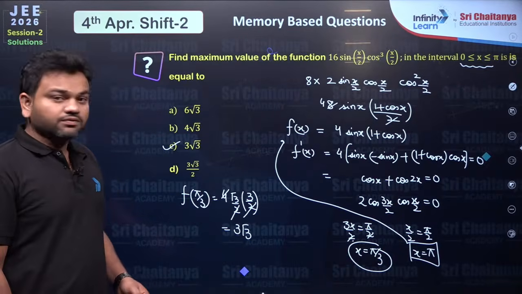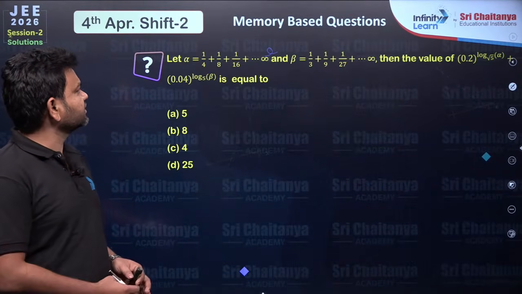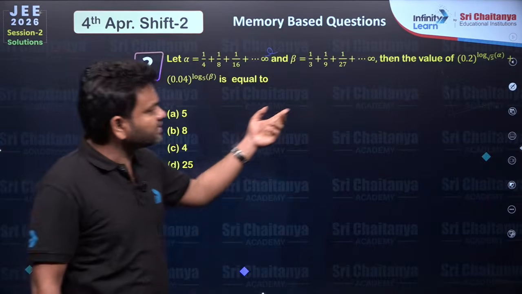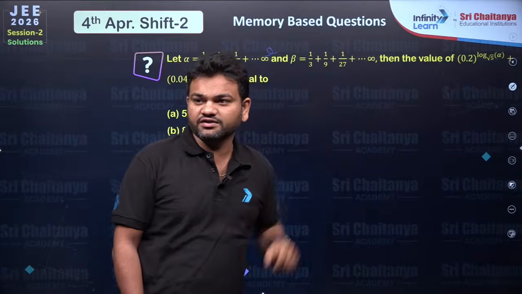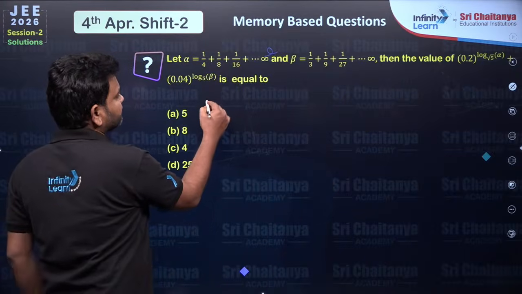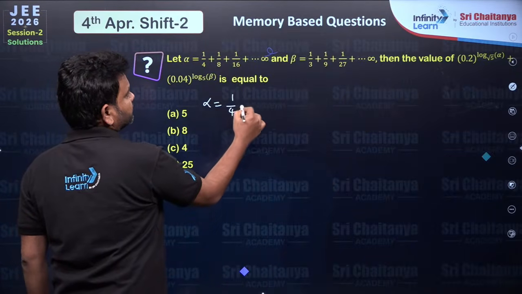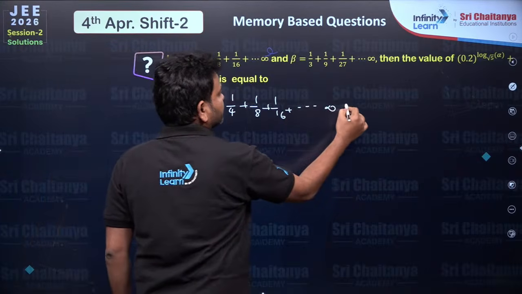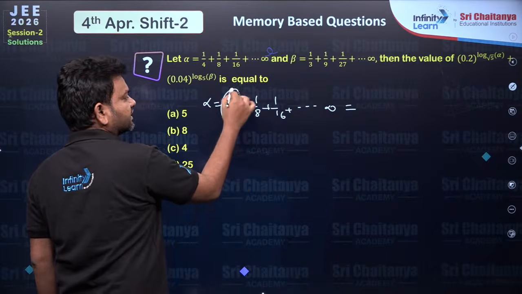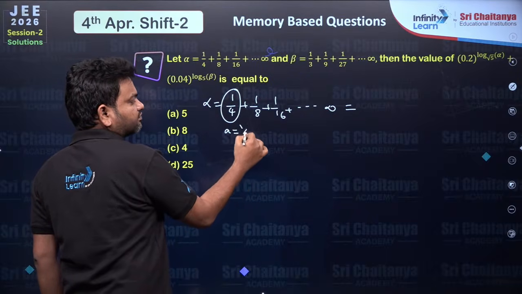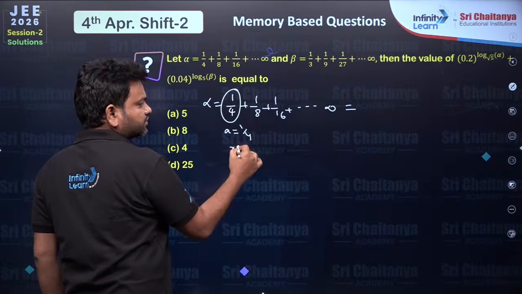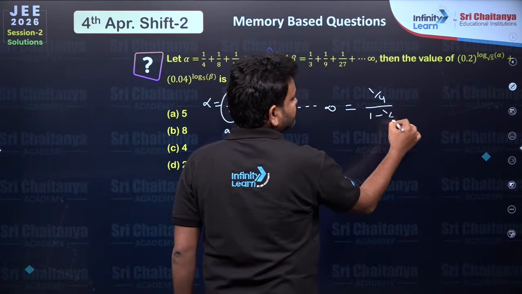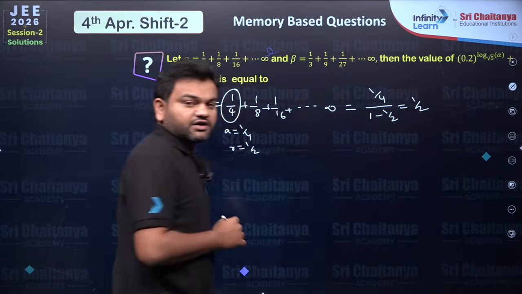Hi children, so we have the next question here where two series are given to you, and then you are asked to find the value of logarithms. So alpha is equal to 1 by 4 plus 1 by 8 plus 1 by 16 and so on, up to infinity. Here you can see the a value is 1 by 4 and the common ratio is 1 by 2. So we can write this as (1 by 4) by (1 minus 1 by 2), which is going to be equal to half.